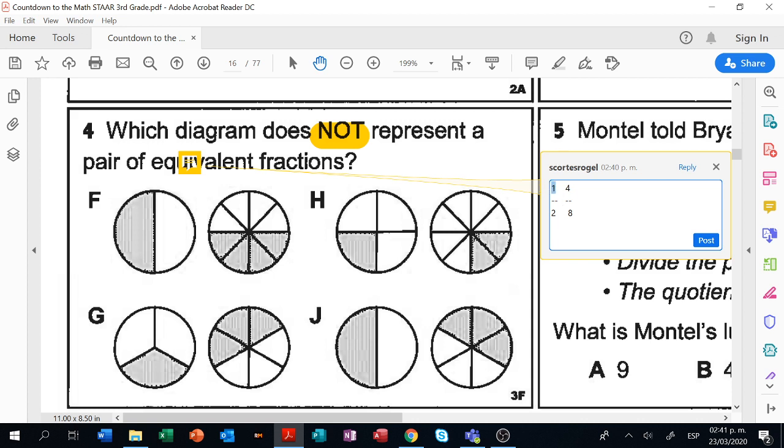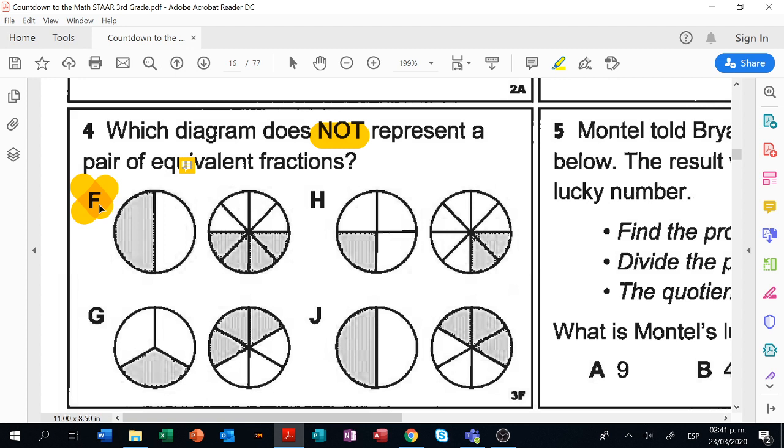We have to do cross multiplication. What is 1 times 8? 1 times 8. And what is 2 times 4? 2 times 4 is 8. So 8 equals 8, right? That means that this fraction, letter F, it is equivalent. Remember, equivalent is the same value. So if they are equivalent, well, I can already eliminate letter F because that will not be a good option.